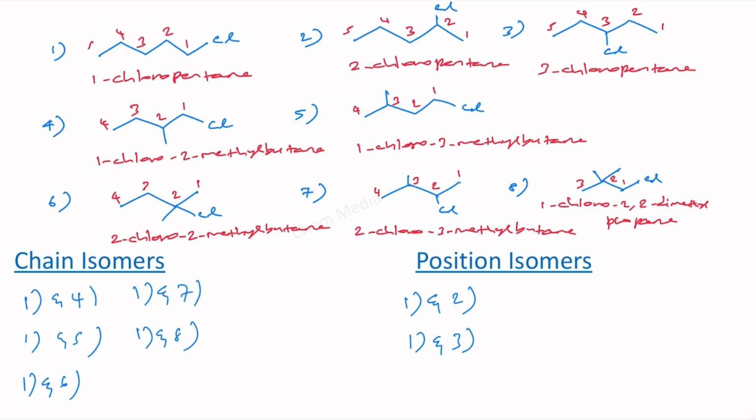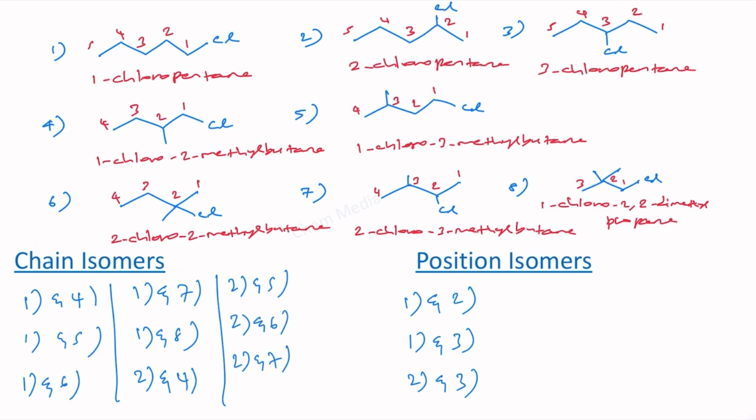Now, how about 2 and 3? 2 and 3 are once again position isomers because the parent chain is same, only the position of the side chain, which is the chlorine atom, differs. And therefore, 2 and 3 are position isomers. How about 2 and 4? 2 and 4 are chain isomers because the parent chain itself is different. Therefore, 2 and 4 chain isomers, 2 and 5 chain isomers, parent chain itself is different. Likewise, 2 and 6, 2 and 7 and 2 and 8 are indeed chain isomers.